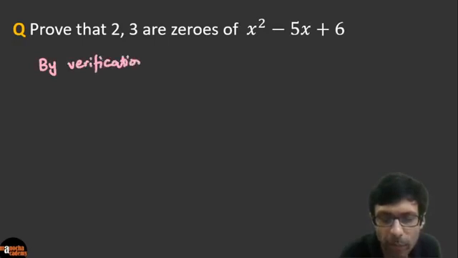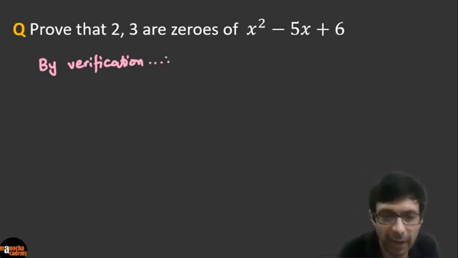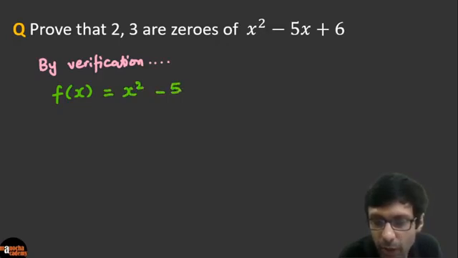So what do we mean by verification? To prove that these are the zeros of this polynomial. First, let's write the polynomial clearly. So our polynomial f(x) is basically, always write it clearly, f(x) equal to x squared minus 5x plus 6.